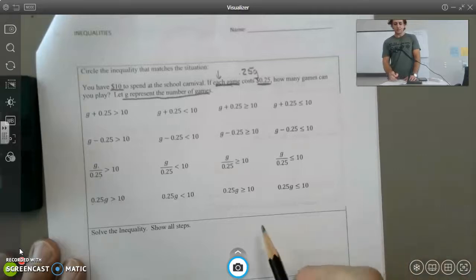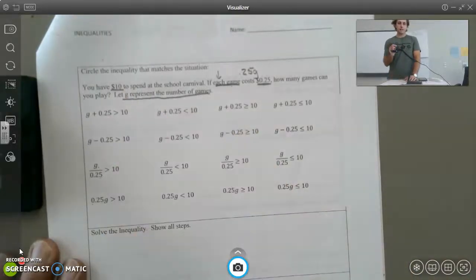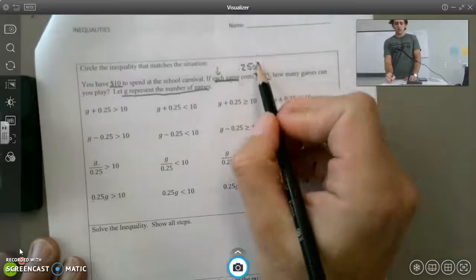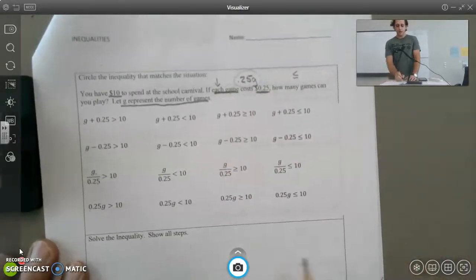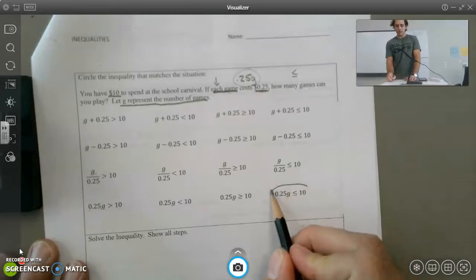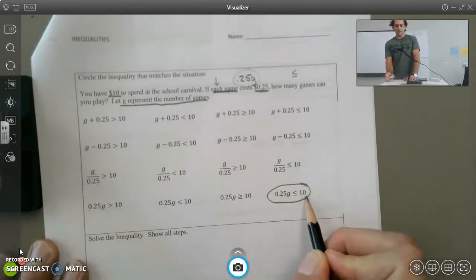Now, it says that you have $10. Can you spend less than $10? Yes. Can you spend exactly $10? Yes. Can you spend more than $10? No. So here's your expression. It has to be less than or equal to $10, and we can come down here and find this option. 25 cents a game is less than or equal to $10.